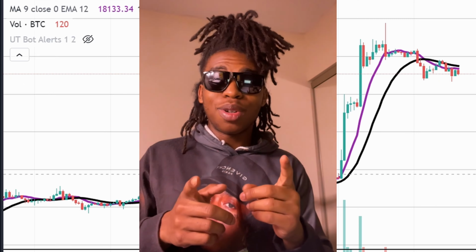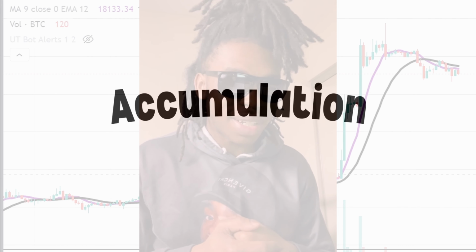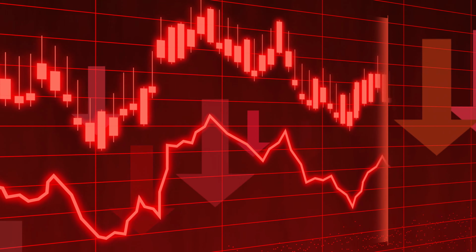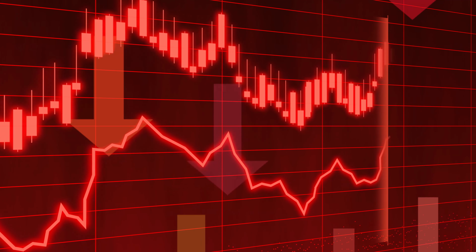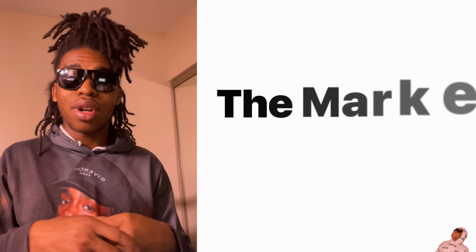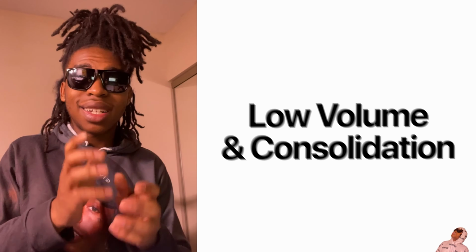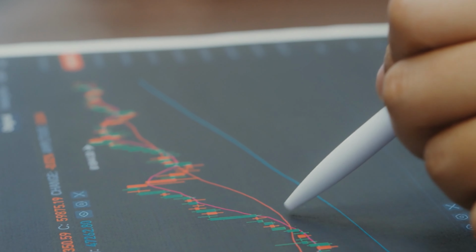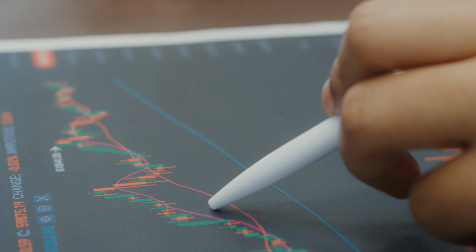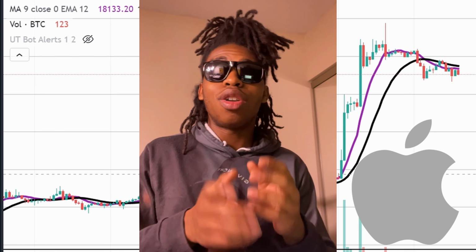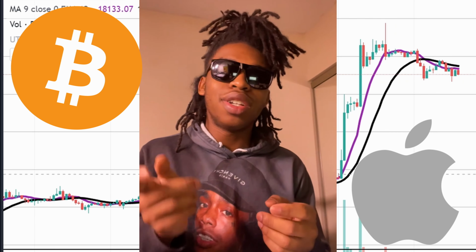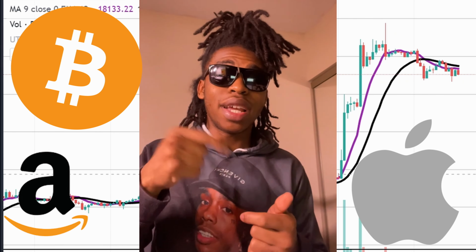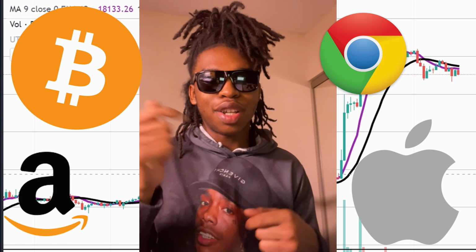The first thing we're going to go over is the accumulation phase. This phase happens after a long time of sell-off and downtrends. During this time, the market bottoms, but like I said, it's low volume, and there's a lot of consolidation. This happens after the downtrend. This is a great time to do research to get into good companies to invest in, because this is when all the early investors get in.